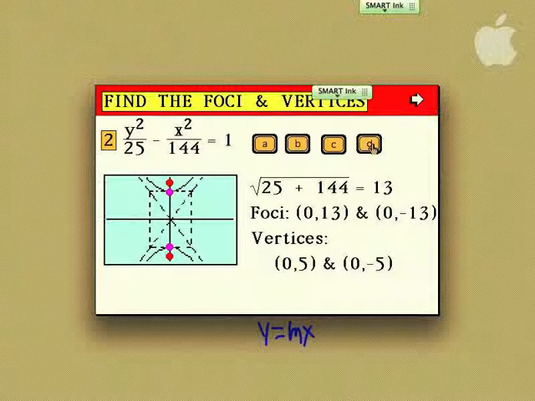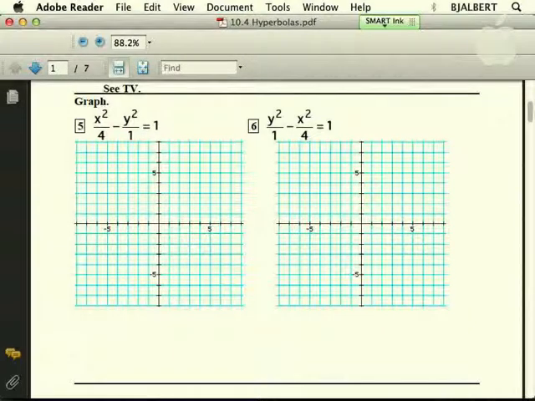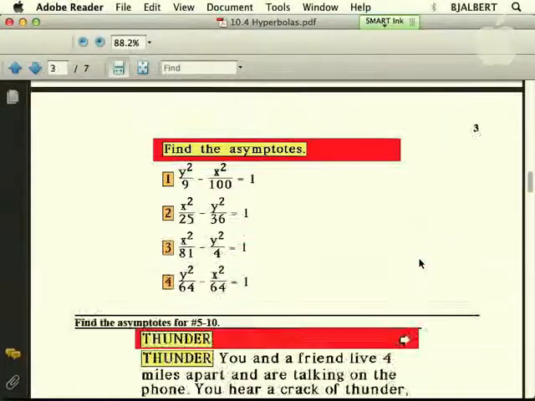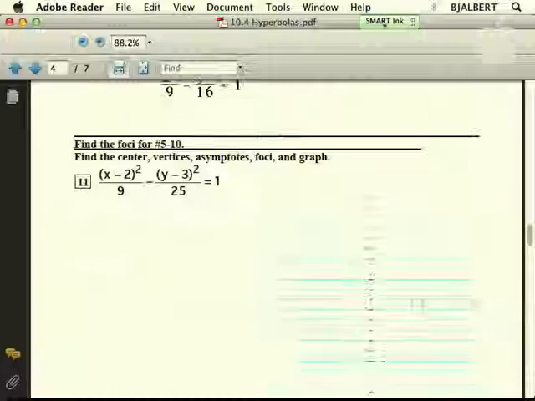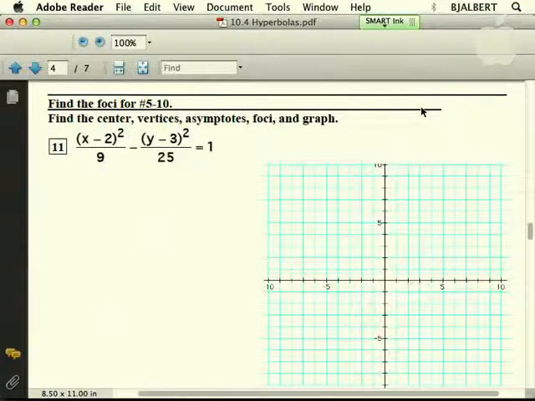Now you can go back to your handout, starting with number 5, find the vertices and the foci. So my substitute will probably do number 5 and or 6, and you can do 7 through 10. And then after you master all that, you can go to these problems right here, starting with number 11. But go back and do 5 through 10 before you tackle 11.